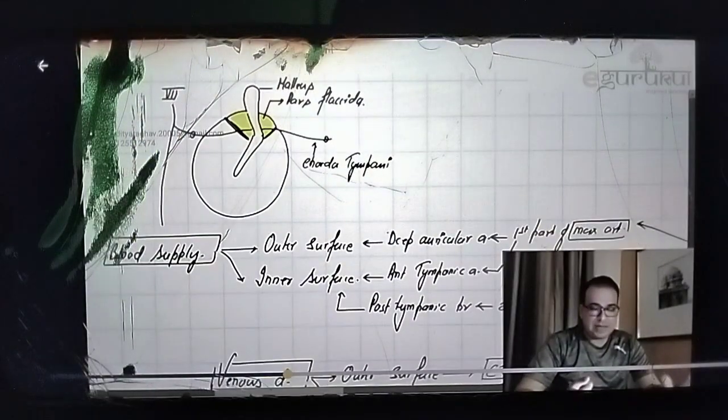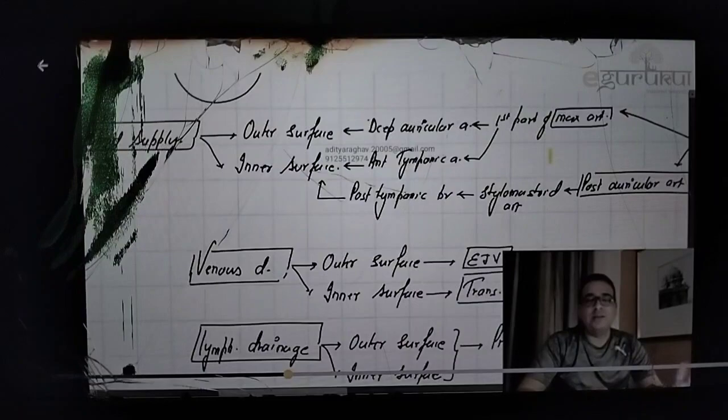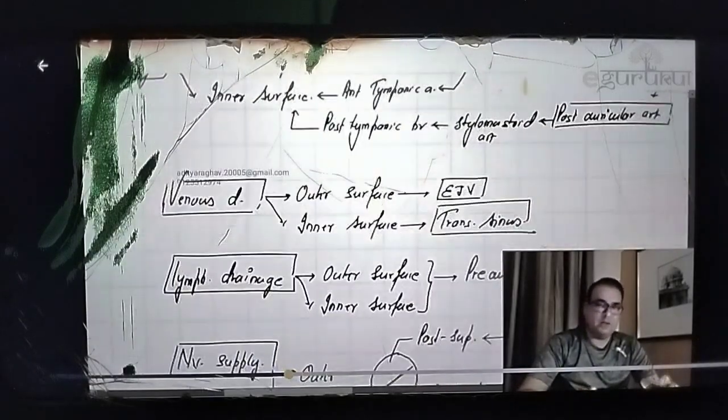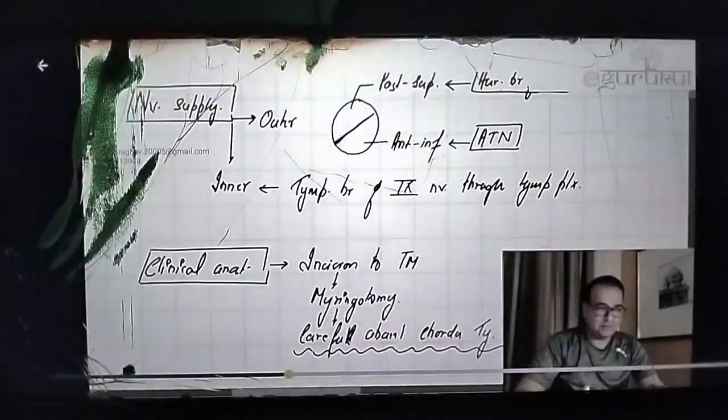So this is about the tympanic membrane. I guess that's good enough content to write about the membrane. Make sure you tell about the three layers, the pars flaccida and the pars tensa, and the rest of the things you've got to explain in the outer and inner. Arterial supply, venous drainage, and especially the nerve supply, the outer and inner aspect.